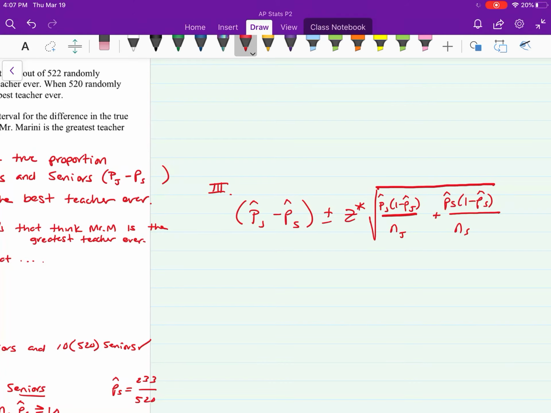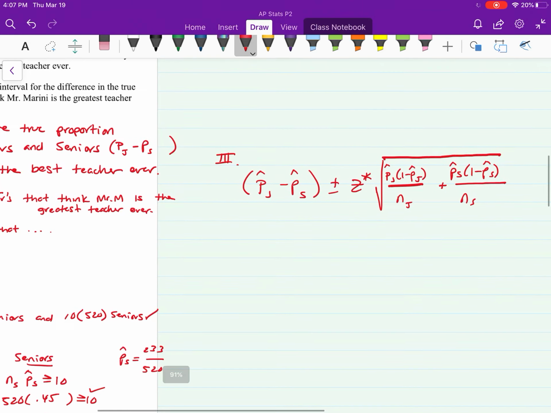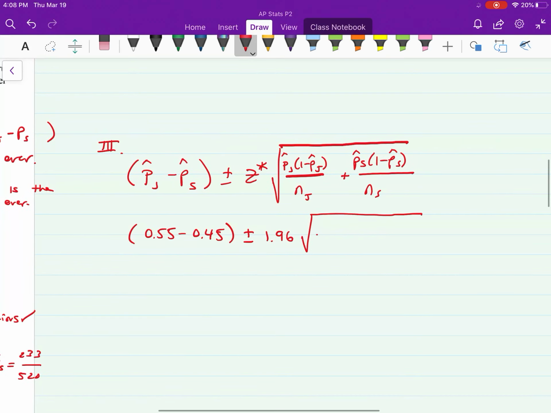All right, so that's the bad news. The good news is you're just going to plug numbers in here and then do this in your calculator anyway. So p hat j, this was the... Z star comes from table B. This is again a 95% confidence interval, so 1.96. And I'll just stick your numbers there.